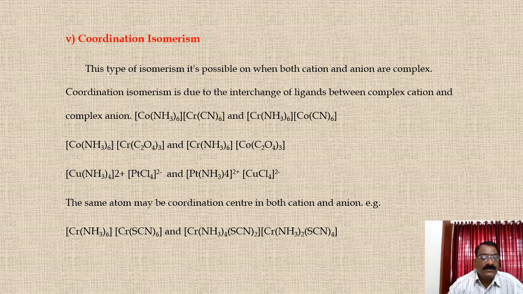Next, [Cu(NH3)4]²⁺[PtCl4]²⁻ and [Pt(NH3)4]²⁺[CuCl4]²⁻. The same atom may be the coordination center in both cation and anion, for example [Cr(NH3)6][Cr(SCN)6] and [Cr(NH3)4(SCN)2][Cr(NH3)2(SCN)4]. Thus there is a change in the position of the ligands and it is called coordination isomerism.